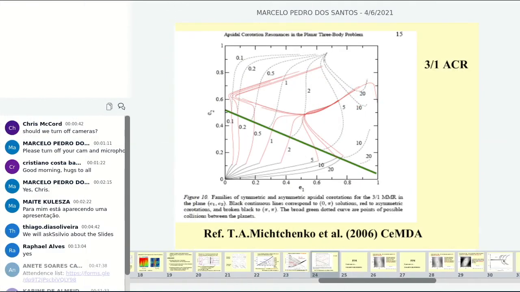This is just for an illustration. The work done by Michtchenko, Beaugé, and myself, we studied all possible resonances using a method mathematically more suitable, which is to compute the extremes of the average Hamiltonian. These are the curves they have also obtained for the 3-to-1 resonance. This has been done for all important resonances in this paper we published in 2006.